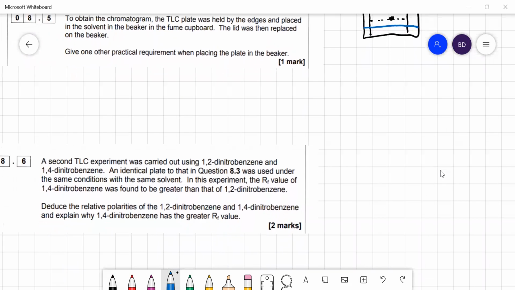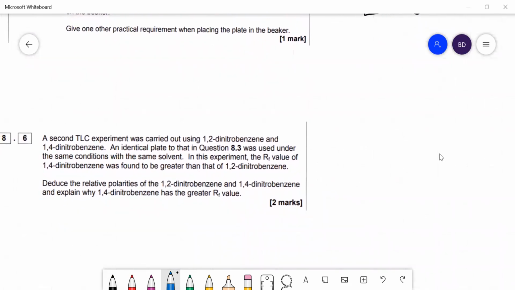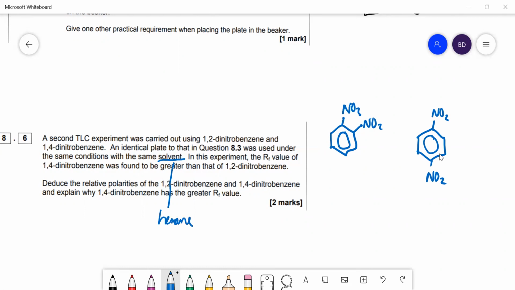Right. A second experiment, TLC, was carried out using 1,2-dinitrobenzene and 1,4-dinitrobenzene. Okay, so let's just write those down here. So 1,2 is going to be the two nitros next to each other, and 1,4 is when they're opposite each other. In this solvent, the RF value of the 1,4-dinitrobenzene was found to be greater than the 1,2. The solvent they used, it said, was hexane, non-polar. Deduce the relative polarities of 1,2 and 1,4-dinitrobenzene and explain why the 1,4 has a greater RF value.